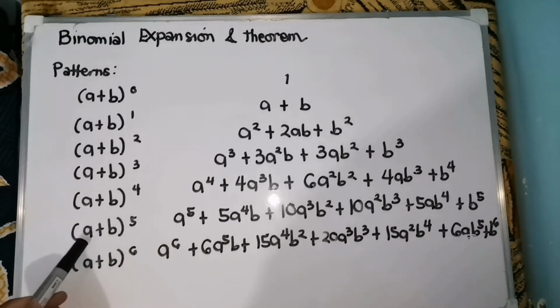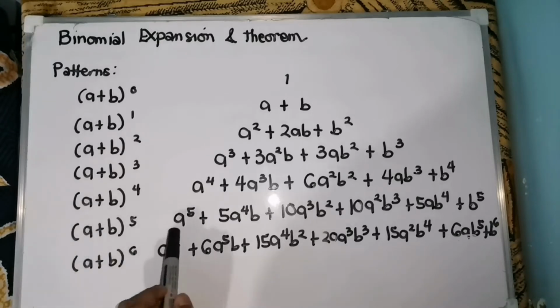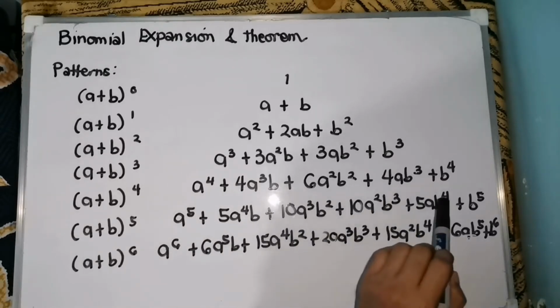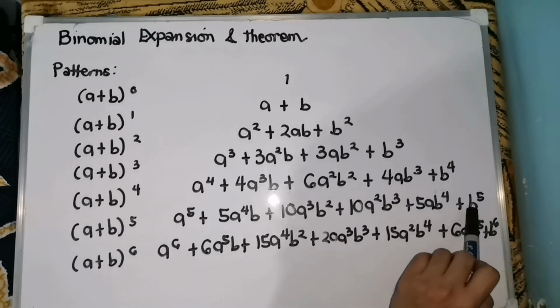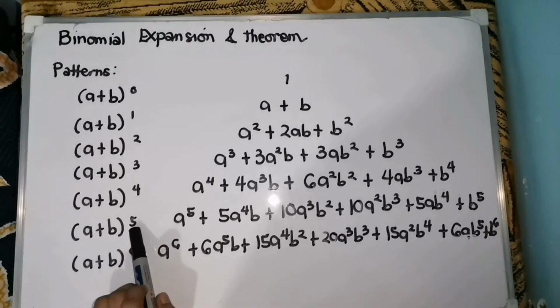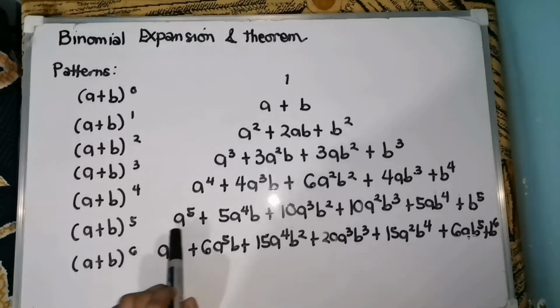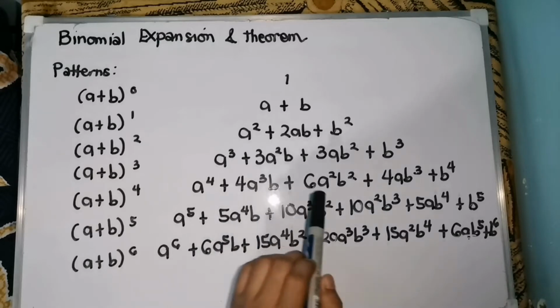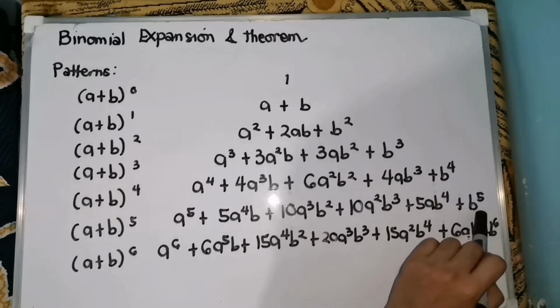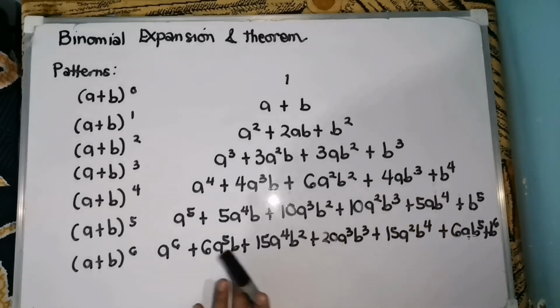For example, here in a plus b to the 5th, the first term a starts at the 5th power, then decreases down to 0. So you have here a to the 5th, a to the 4th, a cubed, a squared, a, and 0, so there is no a here. While the exponent of our second term starts at 0, then goes up to n, wherein our n is 5. So you have here 0, b, b squared, b cubed, b to the 4th, b to the 5th. Again, the patterns we observed are very important when we expand a binomial. So that is our third pattern.